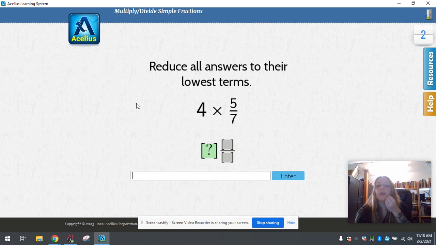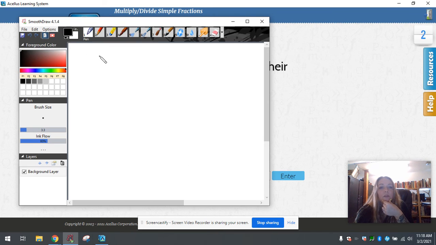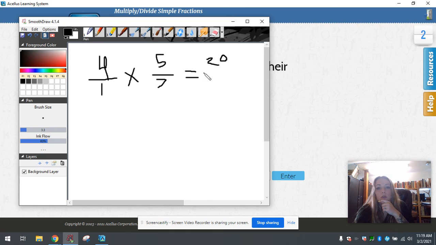Okay, reduce all answers. 4 times 5/7. I want to be looking at two fractions, so I'll just put a 1 underneath the 4, because 4 divided by 1 is still 4. Just writing it in like a fraction form. Okay, when I'm multiplying, I multiply straight across. 4 times 5 is 20. 1 times 7 is 7.